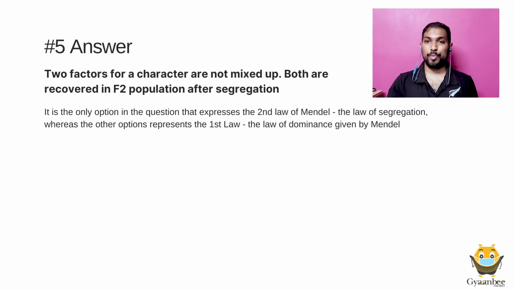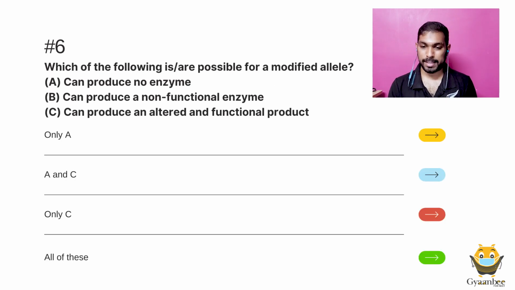All right, so moving on to question number 6. And question number 6 is a statement type of question. Which of the following is possible for a modified allele? Okay, is it A, it can produce no enzyme? Is it B, it can produce a non-functional enzyme? Or is it C, it can produce an altered and functional product?